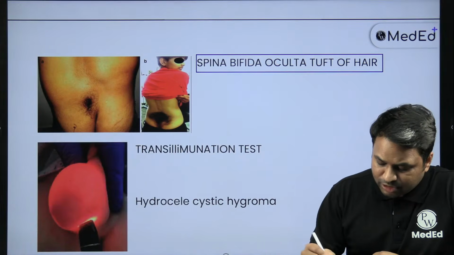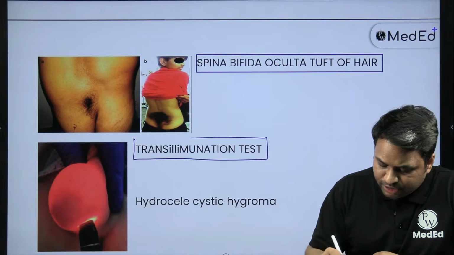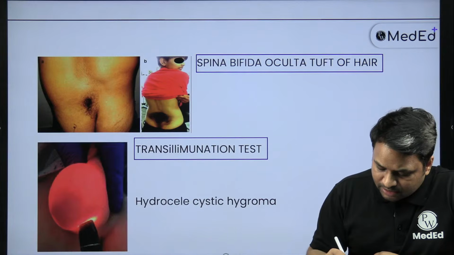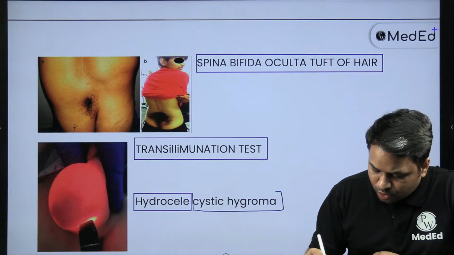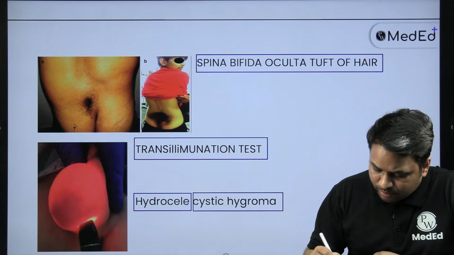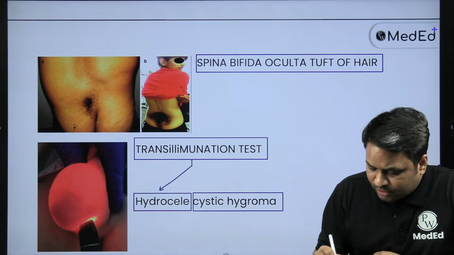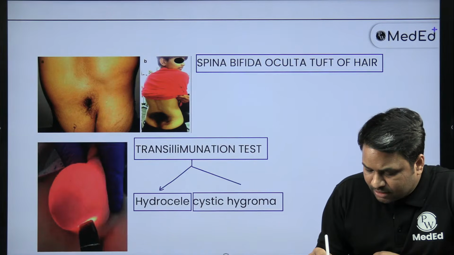A brilliant transillumination test positive is seen in two conditions. Number one is the hydrocele of the testes, and number two is cystic hygroma. So, two conditions where the transillumination is going to be positive.